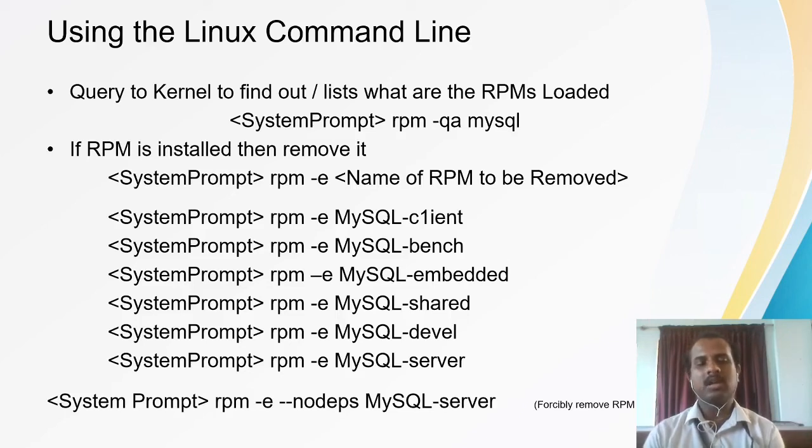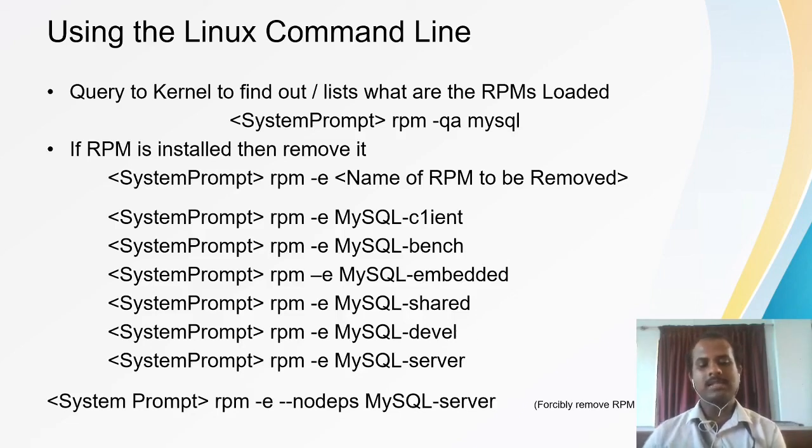After that, you can remove the RPM. How to remove the RPM? rpm -e is used for removing or uninstalling it, followed by the name of the RPM. Let us say that on my screen these are the RPMs that got listed from rpm -qa mysql. Then I am going to uninstall them: rpm -e MySQL-client, rpm -e MySQL-bench, and I am going to uninstall every RPM.